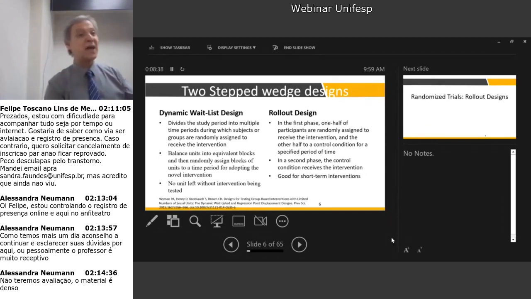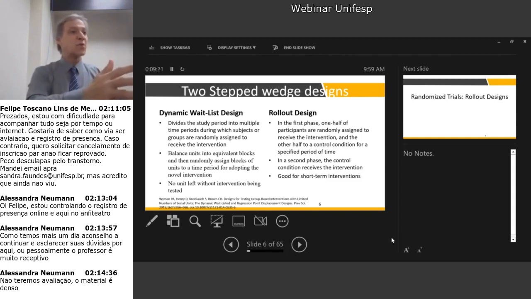Divide the study period into multiple times. That's what we did. During which subjects or groups are randomly assigned to receive the intervention. Balance units into equivalent blocks and then randomly assign blocks of units to time periods for adopting the novel intervention. So let's say I have 20 communities and I have 5 years multiplied by 12, that's 60 months, right? So I have 60 by 20. How much is that? 1,200, right? So I have 1,200 blocks of time in community groups, and I randomly sample that.